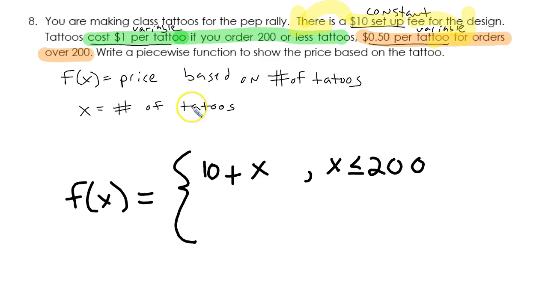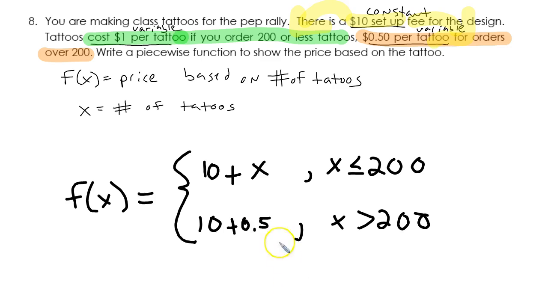It changes to a different price structure for orders over 200. So when x is greater than 200, for over 200, we have a price structure that is still $10 for setup, but it's only 50 cents per tattoo, or 0.5 times x.